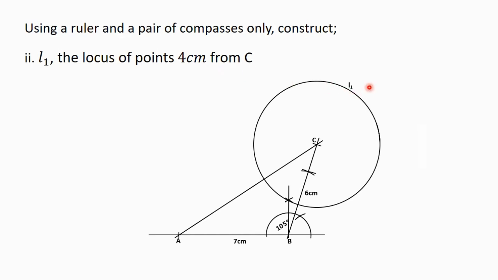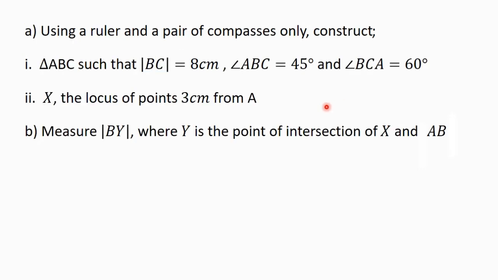Let's move on to the second question. The second question is A. Using a ruler and a pair of compasses only, construct I, triangle ABC, such that the side BC is equal to 8 centimeters, angle ABC is equal to 45 degrees, and angle BCA is equal to 60 degrees.